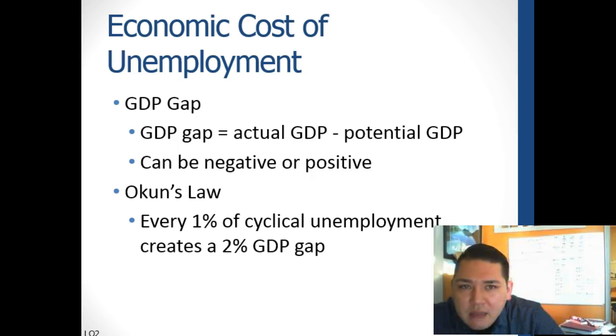Now, there's an economic cost to unemployment. The GDP gap is the difference between potential and actual GDP, where potential GDP reflects the level of GDP associated with the natural rate of unemployment.